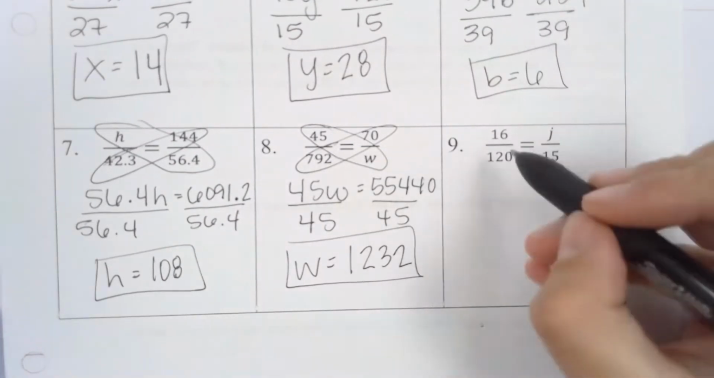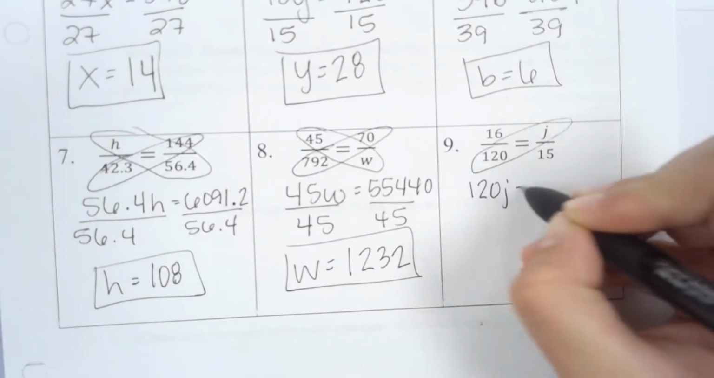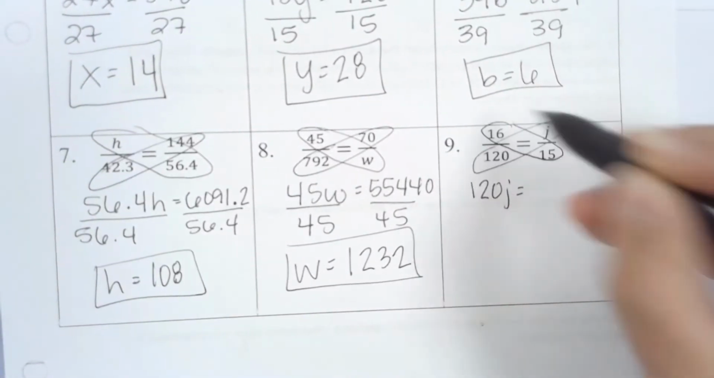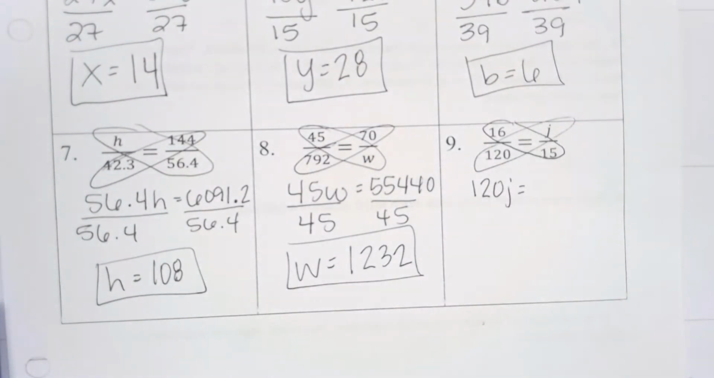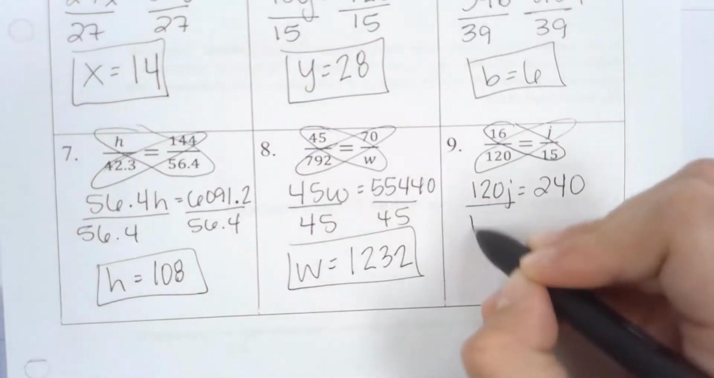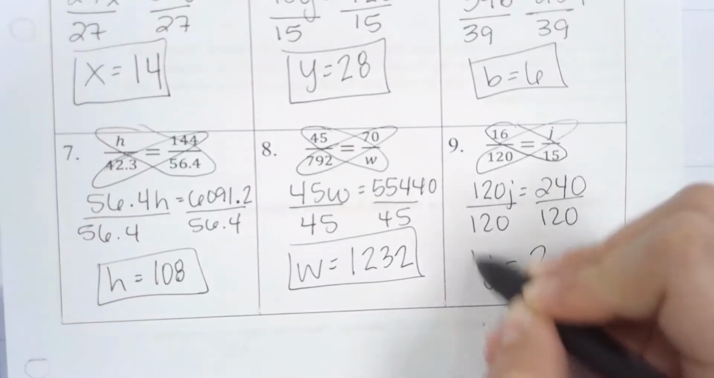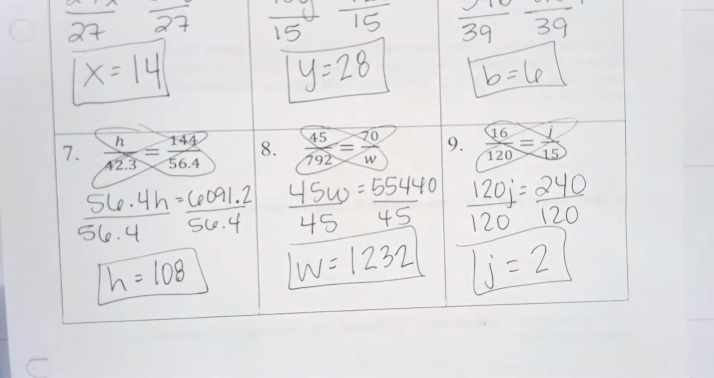All right, and then the last one, so 120 times J was 120J. 16 times 15 gave you 240. So then last step was to divide by that 120 on both sides, and you should have gotten J equals 2. So good job if you guys got that.